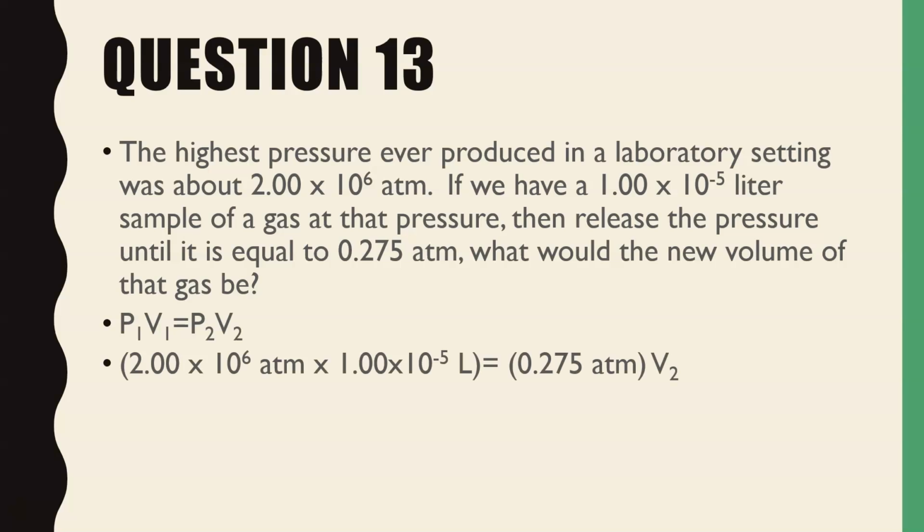I'm going to plug in my variables where they belong, where I started with that super intense pressure, and I'm going to multiply it by that super small volume. It's going to equal that new pressure, which is even less pressure than you and I are under right now in our homes, to find out what that new volume is going to be, and you should get 72.7 liters.